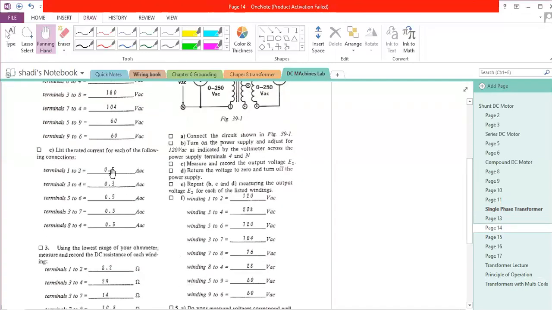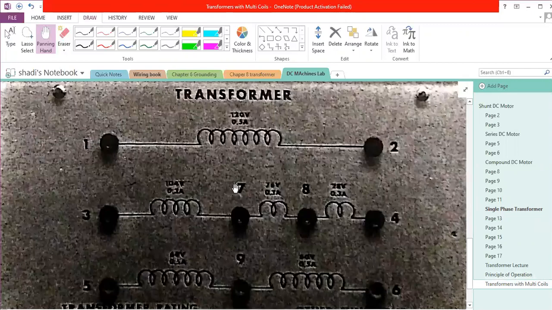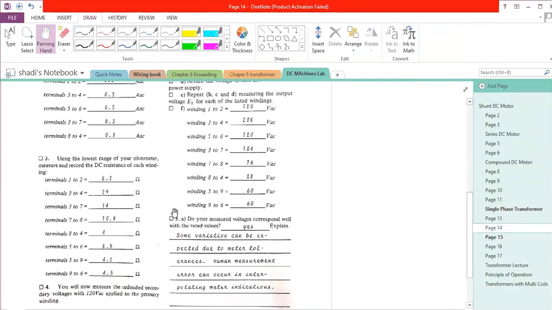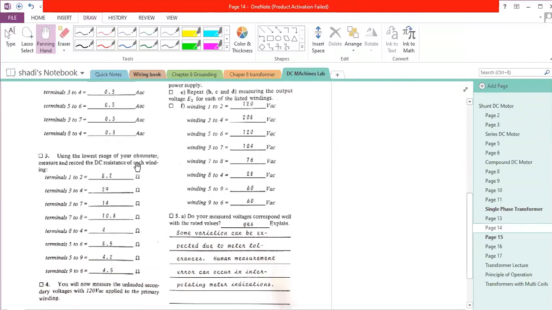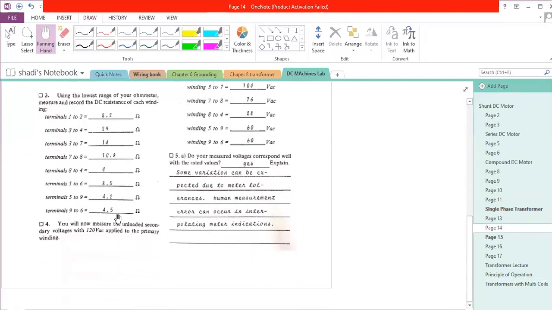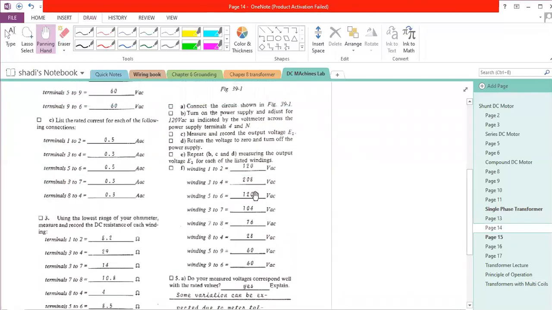Okay, now these are the rated currents, the maximum current that this transformer can handle. It is also indicated here. As you can see, they are indicated on the transformer. Now, using the lowest range of your ohmmeter, we can measure the internal resistance. Of course, the internal resistance basically depends on the coil. As the number of turns increases, we are expecting more voltage at the secondary, right? So far, so good.